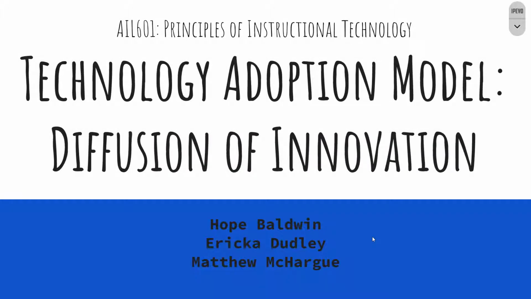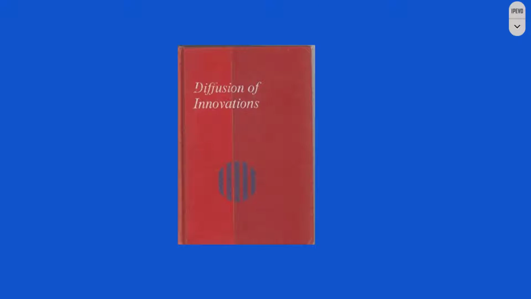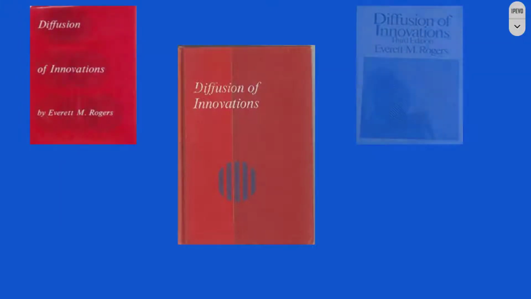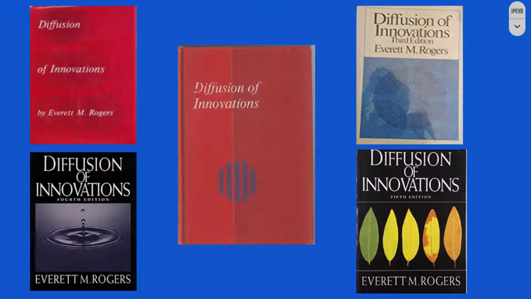Hello, and welcome to the Technology Adoption Model presentation on diffusion of innovation. In 1962, Everett M. Rogers published the first edition of Diffusion of Innovations. There have since been 4 more editions published, with the last being published in 2003.